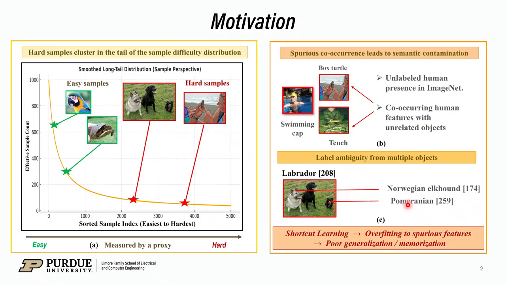But in order to tackle this problem of shortcut learning, which can lead to overfitting and in the worst case memorization, can we do something different that tackles this problem head on? So let's see, can we do something in a slightly different way?